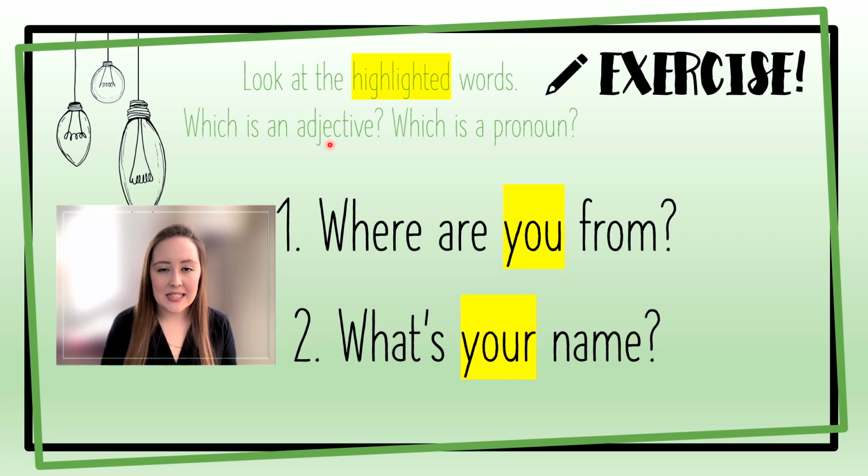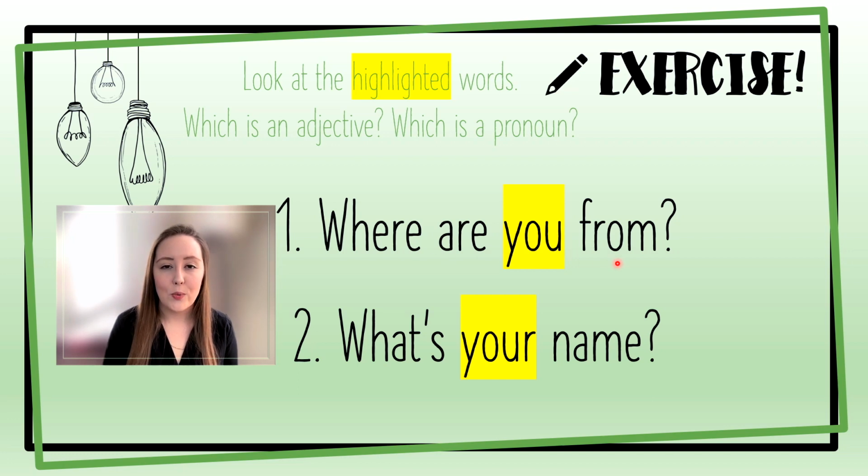Which is an adjective? Remember, an adjective is a word to describe, and which is a pronoun? And remember, a pronoun is used to replace the noun for a person or thing. Okay, let's look at the examples. Question 1, where are you from? Is you an adjective? Does it describe? Or is it a pronoun used to replace a noun for a person or thing?